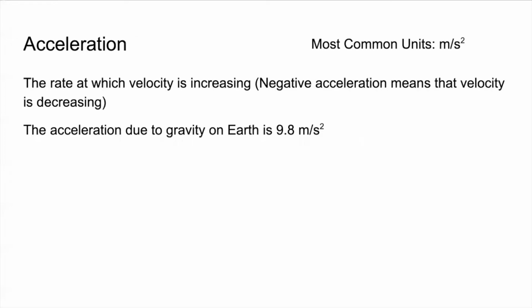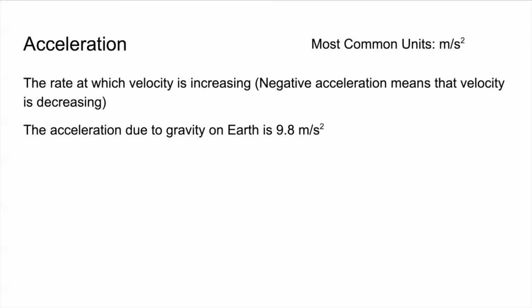So then there's acceleration. Acceleration is the rate at which velocity is increasing. So if you had an acceleration of, say, 10 meters per second squared, that means that every second, your velocity is increasing by 10 meters per second. So if you started with a velocity of 0, then after 1 second, your velocity is 10 meters per second. After 1.5 seconds, your velocity is 15 meters per second.